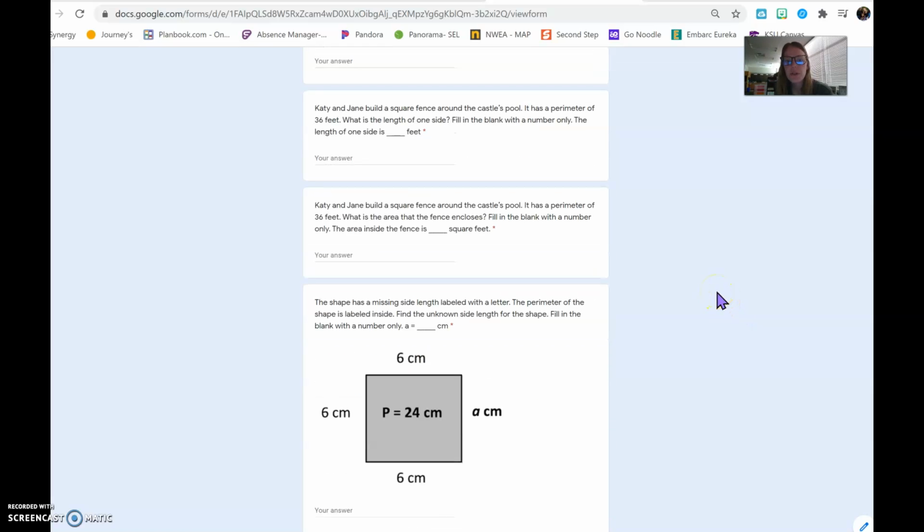Katie and Jane build a square fence around the castle's pool. It has a perimeter of 36 feet. What is the length of one side? Fill in the blank with a number only. The length of one side is blank feet.